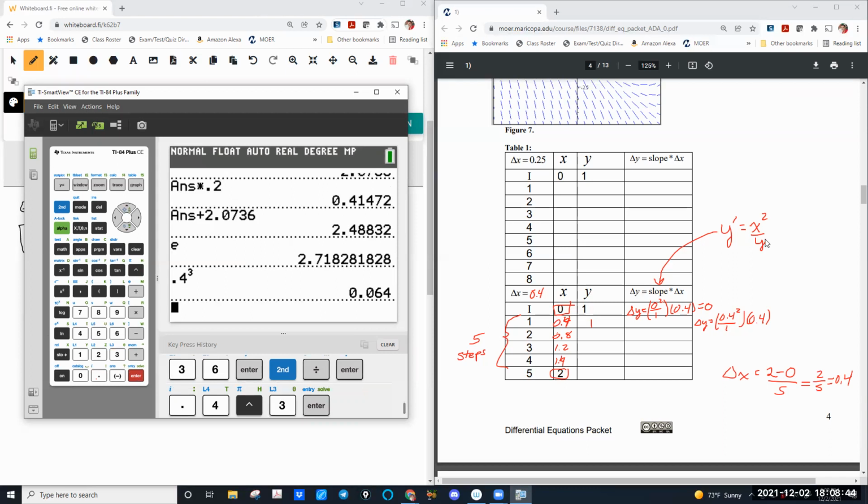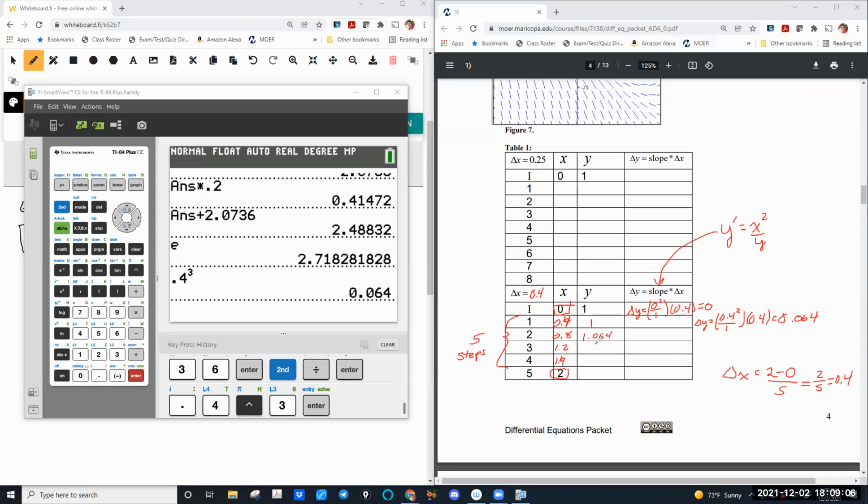And that gets added to our old value. And so that means this is going to be 1.064. Because we take the 1, this came out to be 0.064. 1 plus 0.064 is 1.064.